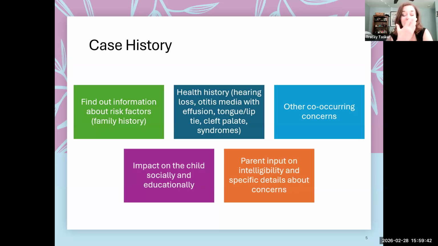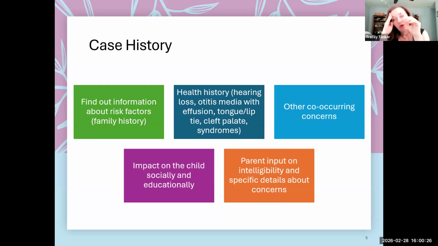We want to know if there's anything structurally going on. Did they have problems with feeding, like tongue or lip tie? Certainly, if they had cleft palate, that's going to affect their sounds. Certain types of syndromes will affect the oral area as well as breathing, so it's important to know that. Also, if there are any co-occurring concerns, often we're not just doing speech assessments in a vacuum. Sometimes you may just be doing a speech assessment, but often you're looking across all the domains of language. You're looking at receptive and expressive language, at pragmatics, at their voice quality and fluency.